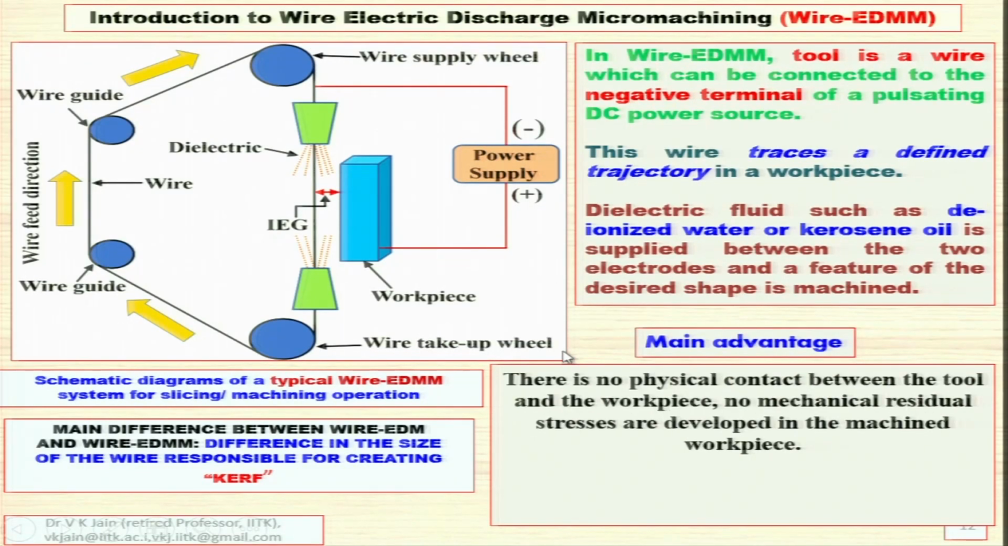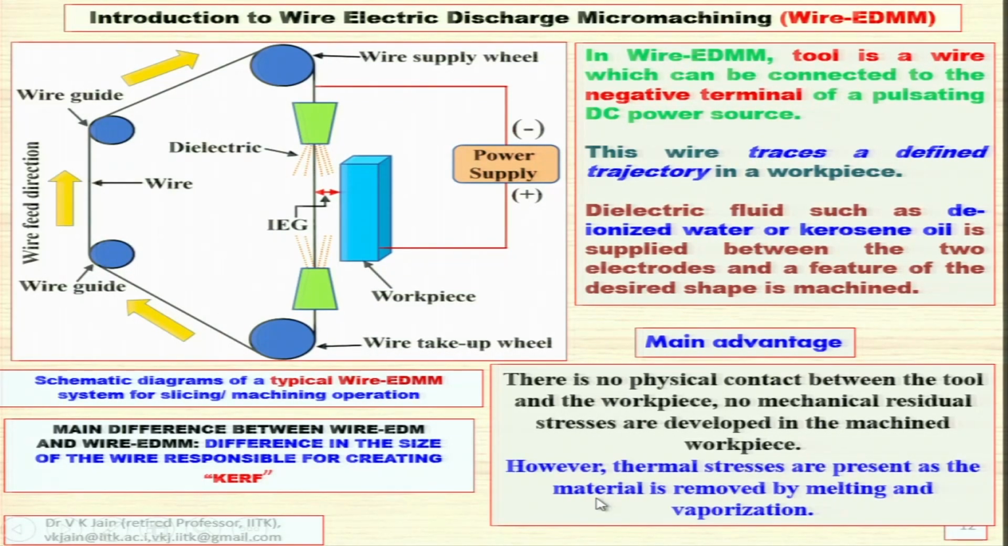Main advantage: there is no physical contact between the tool and workpiece. You can see both are separated by a gap equal to the inter-electrode gap. No mechanical residual stresses, because there is no physical contact, so no mechanical forces, hence no mechanical residual stresses are developed in the machined workpiece. However, thermal stresses are present as the material is removed by melting and vaporization, because this workpiece is subjected to very high temperature, and once material is removed, some heat remains over there and you get thermal residual stresses.